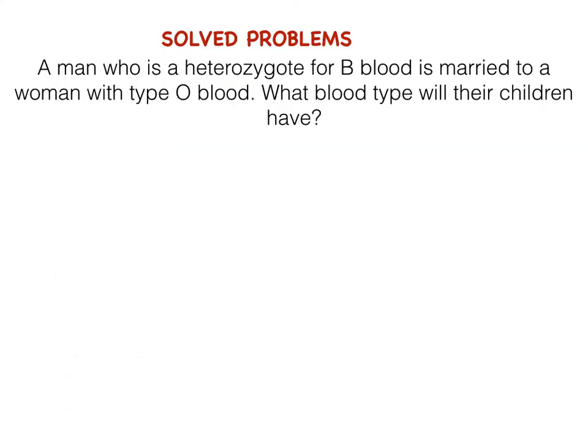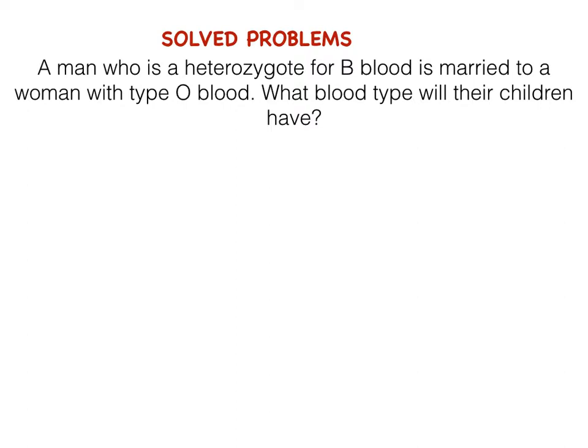Now, first we start with a simple problem. These are very common problems. Although it's simple, it's very common, and in many undergraduate exams you'll have this. A man who is heterozygote for B blood is married to a woman with type O blood. What blood type will their children have?